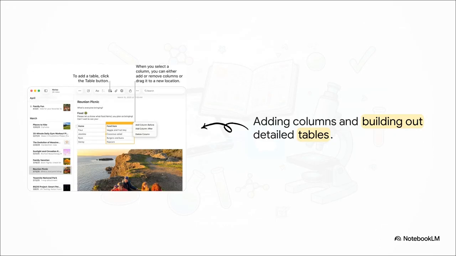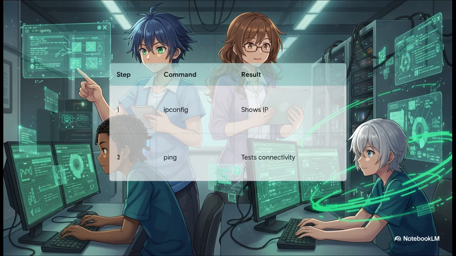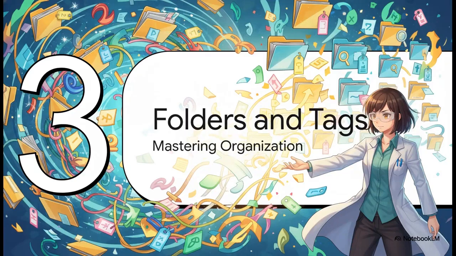Now, for more complex data, native tables are totally essential. You can seamlessly drop a structured grid right into your workspace to logically organize outputs that would otherwise just be a messy, completely unreadable paragraph. Let's say you're running command line exercises. Tracking your steps is absolutely crucial. So instead of a messy log of text, a table breaks it down so clearly. Column 1 tracks your step number. Column 2 captures the exact command you ran, like ipconfig or ping, and column 3 documents the result, like shows IP or test connectivity. It's clean, it's readable, and it's instantly useful when you need to go back and review for an exam.